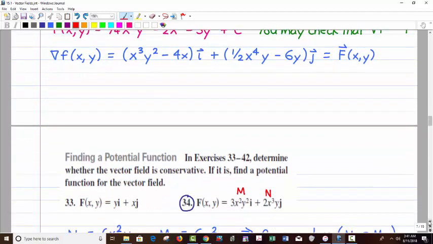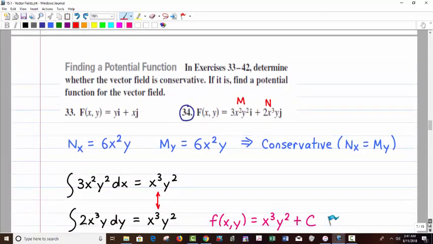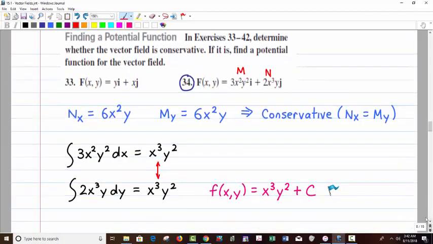All right. Same kind of thing here. Let's look at this one. So Nx right here, that one, I can do My first, whichever one, doesn't matter. Nx is going to be 6x squared y. For some reason I've been doing that one first, but if you did My first, no problem. My, bring the 2 down, 6xy, they equal each other, so it's conservative.